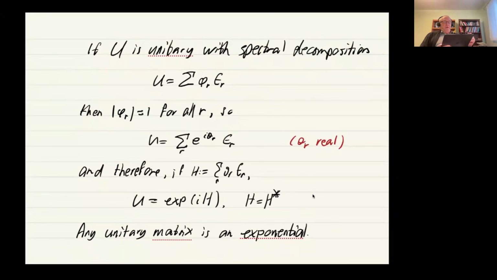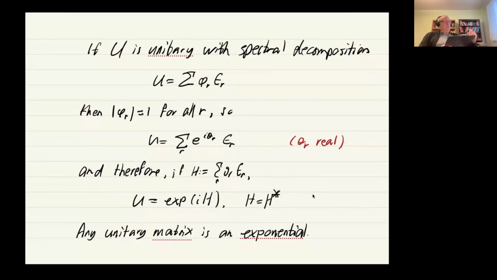So if a matrix is unitary with spectral decomposition, then you can prove that for a unitary matrix, the eigenvalues are complex numbers of norm 1. That's a little exercise. And so in that case, the spectral decomposition looks like this, where the theta r are real. So as theta r runs over the real numbers, this runs over the unit circle. And so if you define H to be this sum, then you get U is the exponential of iH. So this proves that every unitary matrix is an exponential of i times H, where H is Hermitian.